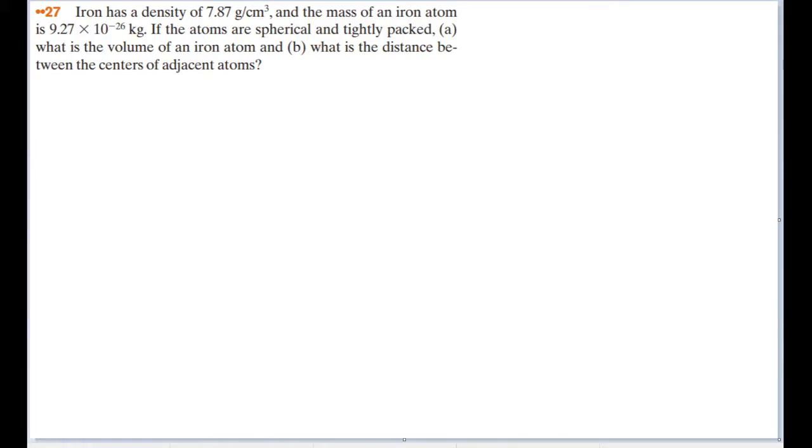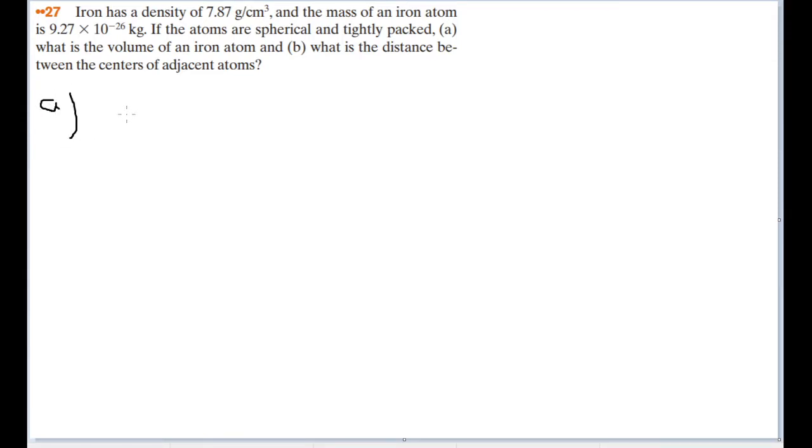Iron has a density of 7.87 grams per cubic centimeter, and the mass of an iron atom is 9.27 times 10 to the negative 26th kilograms. If the atoms are spherical and tightly packed, what is the distance between the centers of the adjacent atoms, and what is the volume of an iron atom? Accidentally kind of read that backwards, but whatever.